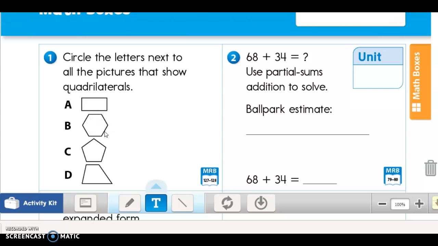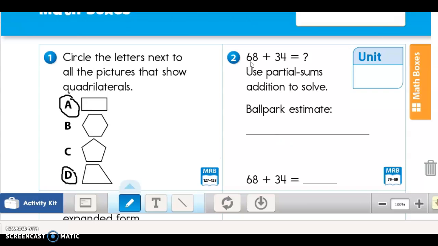1, 2, 3, 4, 5, 6. That's a hexagon with 6 sides. 1, 2, 3, 4, 5. That's a pentagon. 1, 2, 3, 4. That's a trapezoid, and it has 4 sides. So if it says circle the letters, that means there's more than one right answer here, friends. So I'm going to circle A and D.